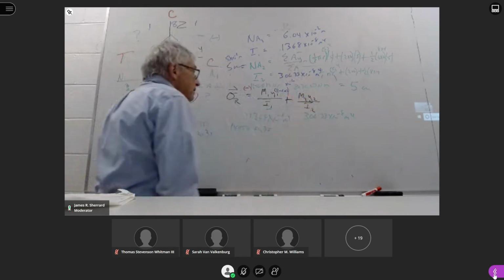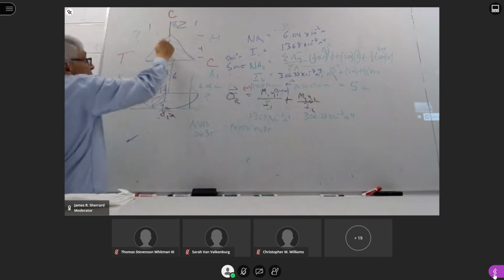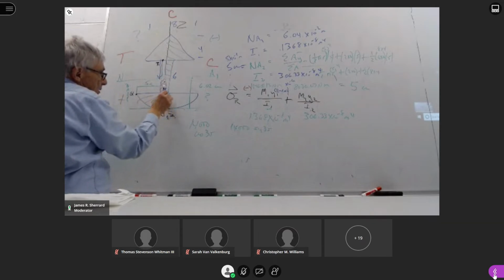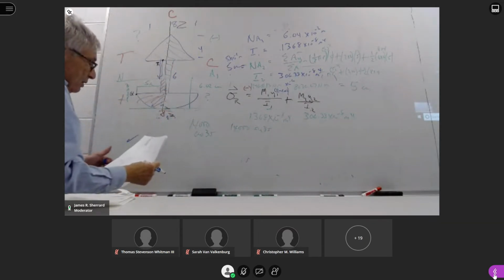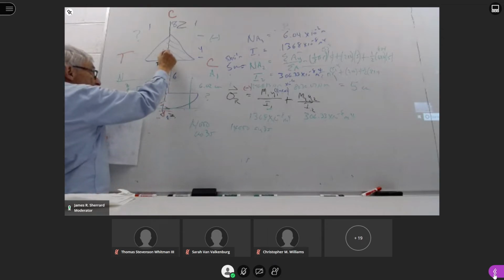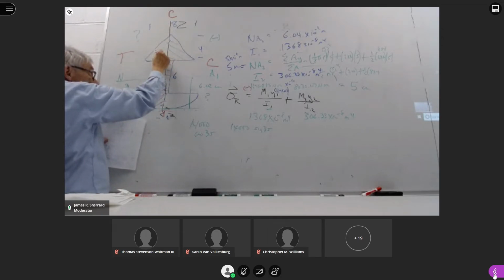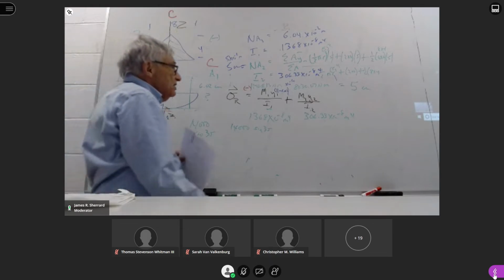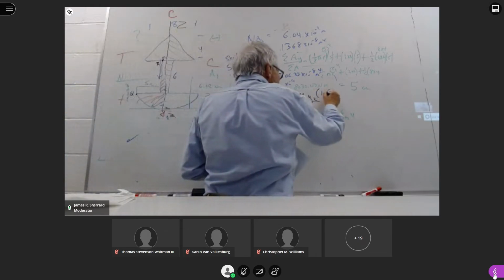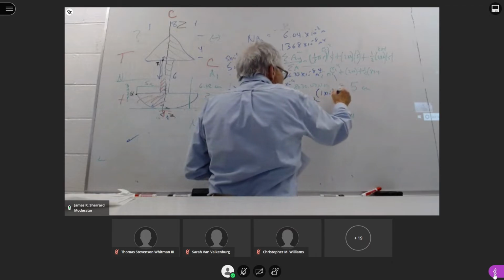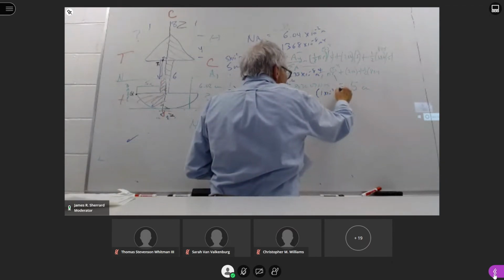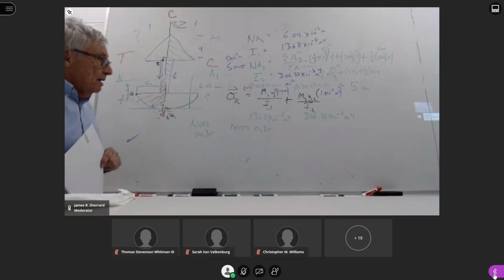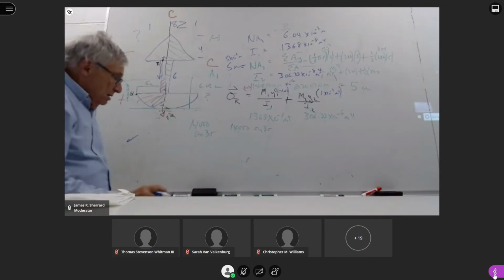I then look at this guy. My neutral axis is going in this direction, which goes directly down the middle of the rectangle. So the distance from that neutral axis to the point of interest is that little distance. That little distance is half of 2, so that is exactly 1. Okay. Any questions on what I did?